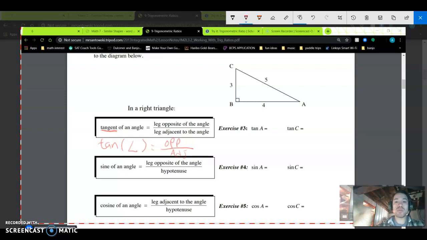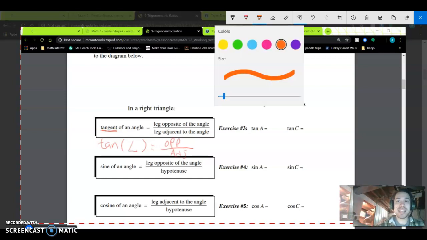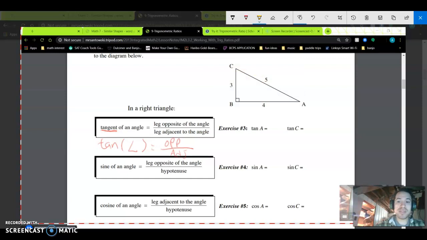So let's go through our steps. First, notice, tangent of A. I'm going to highlight A. This is a very, very important angle. This is our important angle. We know all three sides, 3, 4, 5. Boom, we know the sides. I'm going to circle my important angle. Once you have done that, step 3 says label your sides.